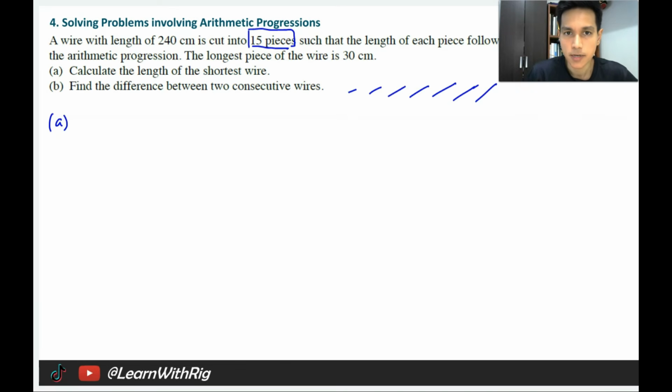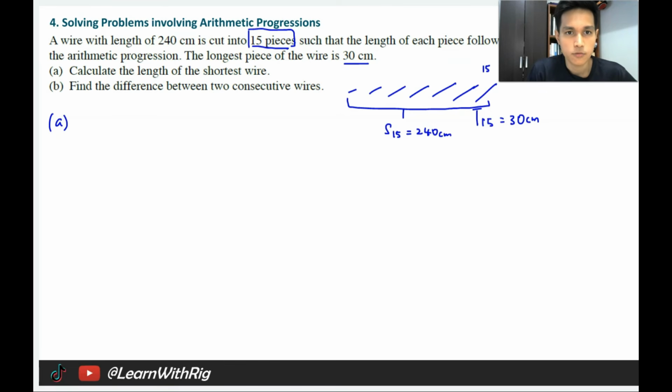So from here, the final term, which is the 15th piece, should be 30 cm. So T15 should be 30 cm. That's what it meant here. And then they said the wire has a length of 240 cm, so you have an entire wire of 240 cm. That means the sum of all 15 pieces should equal 240 cm. So now you have two equations to solve.